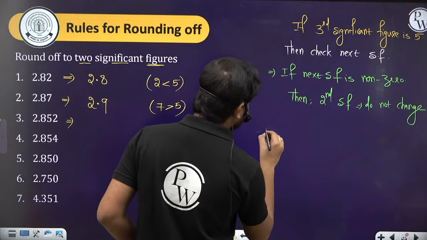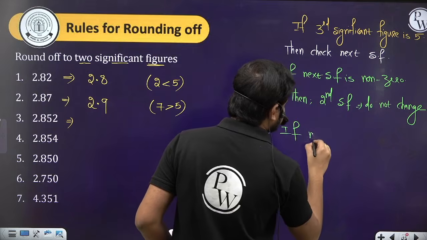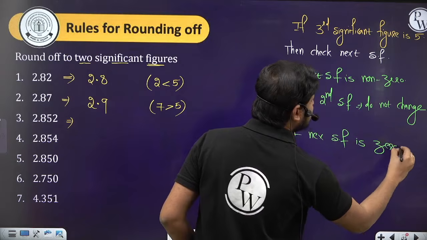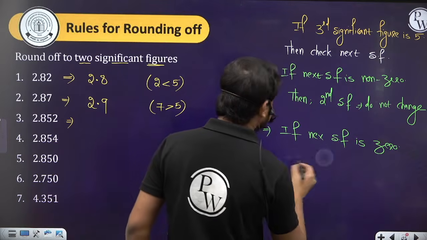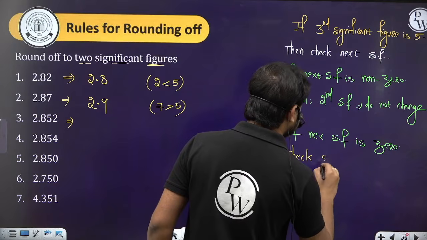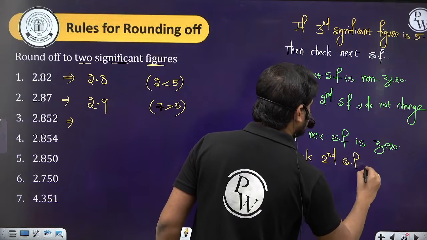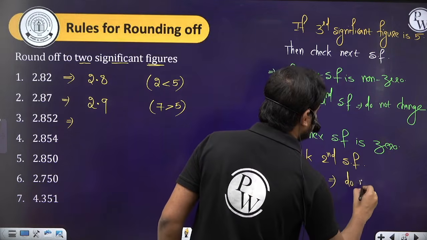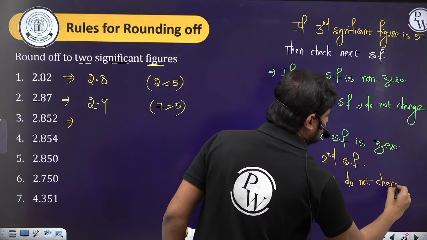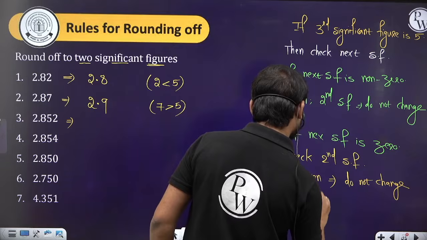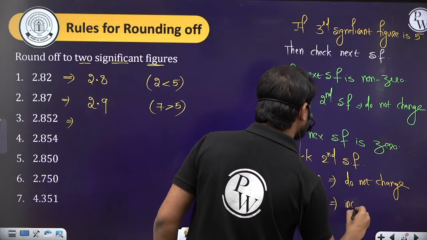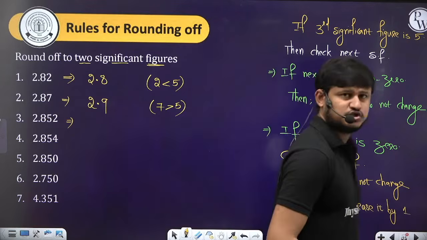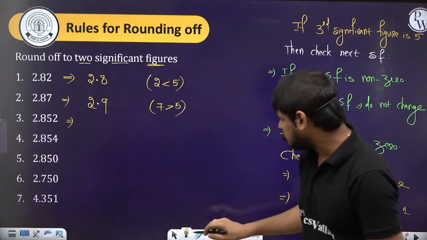So if the next significant figure is 0, then check the second significant figure. If it is even, do not change it. If it is odd, increase it by 1. So this is the theory. I'll tell through an example.